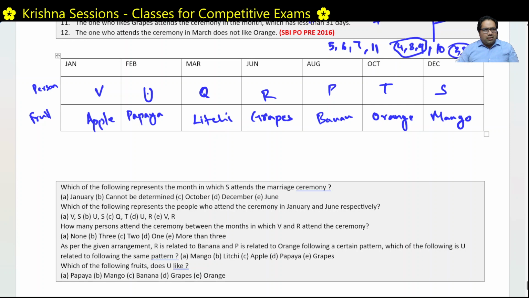R is related to banana and P is related to orange. R and banana are next to each other. P and orange are next to each other. U and lychee. Right, lychee has to be that. So R is before banana, P is before orange. Right, P is before orange. U should be before lychee. Which of the following fruits does U like? U likes papaya. Right.